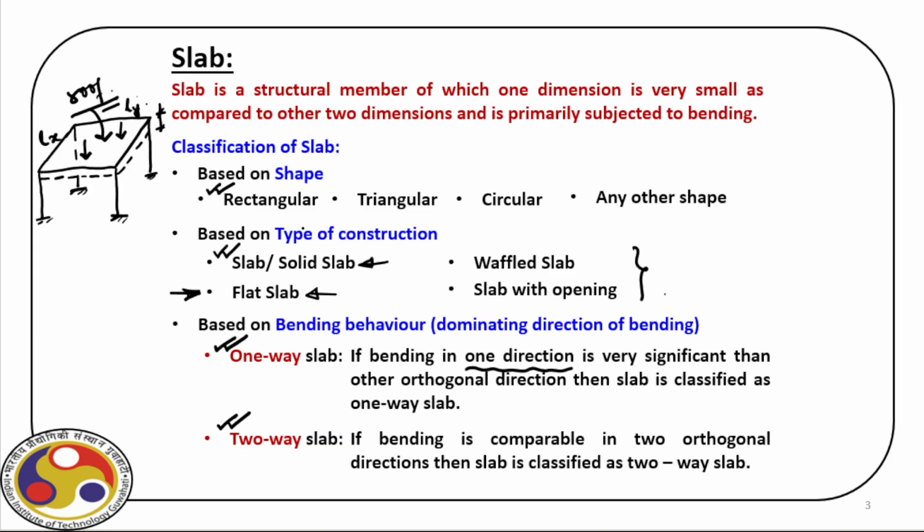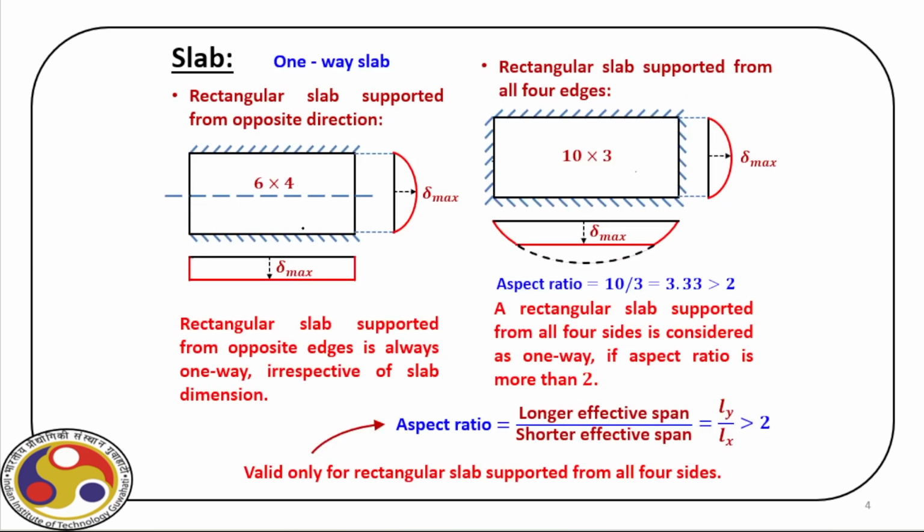So once we get the geometry of the slab, then based on that and the support conditions also, we can decide whether it is a one-way slab or a two-way slab, depending upon the dominant direction of bending. For that, let us consider this example. As you can see here, the first example is a rectangular slab whose dimension in meters is given. So we have 6 meter by 4 meter as the dimension.